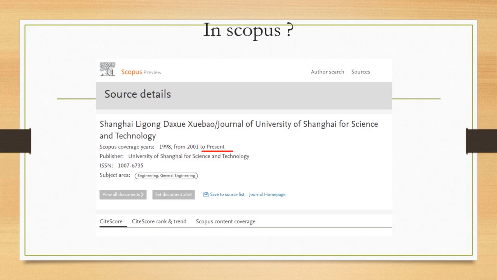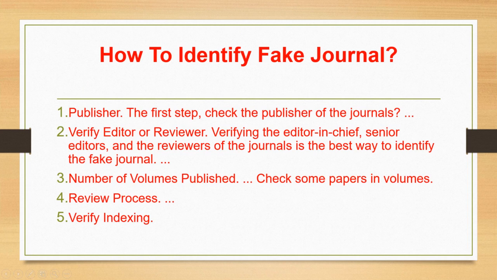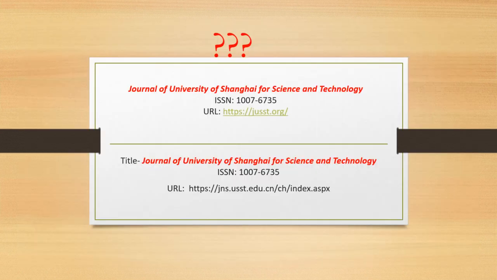Now you could see here that it is covered from 1998. So we need to check whether there is any volume from 1998 in the present journal or in the clone journal, and we need to verify some of the papers. Some journals will publish in their own language, it may not always be English, and fake or clone journals may be in English. We need to verify the indexing as well. We'll verify that for the particular journal, the Journal of University of Shanghai for Science and Technology.